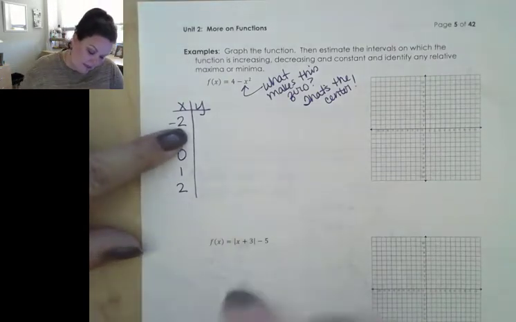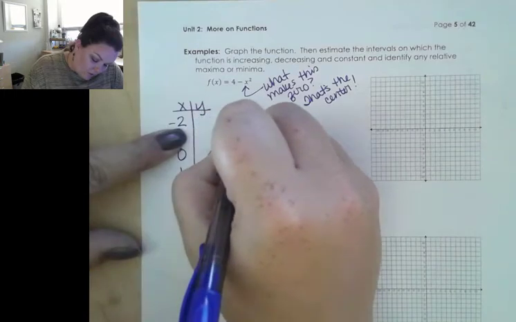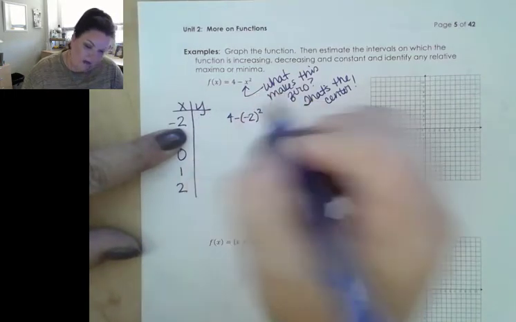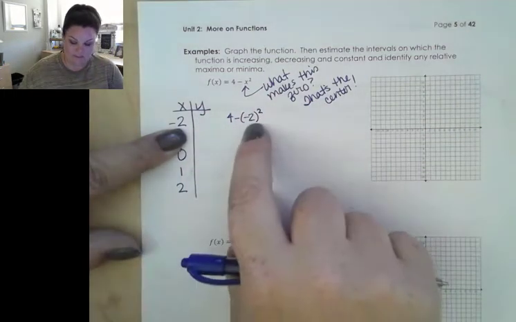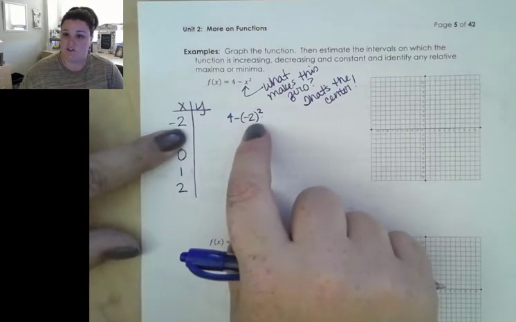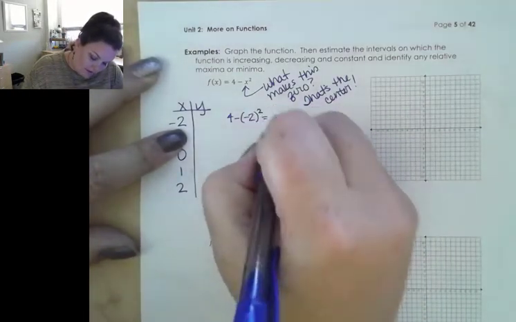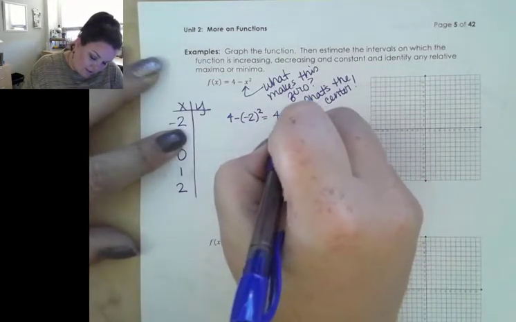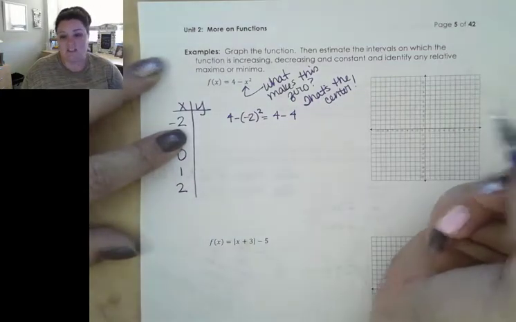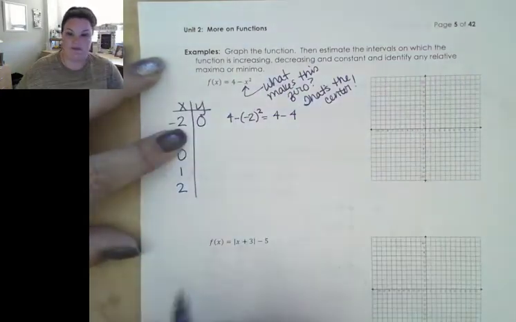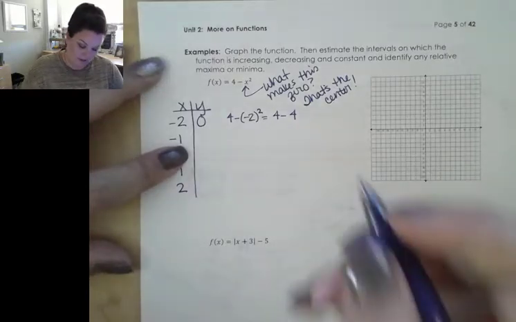So when I plug in -2, I'm going to get 4 minus -2 squared. Order of operations tells me to square the -2 first. So that gives me 4 minus a +4, which is then just 0. Okay, then I want to do the same thing for -1.